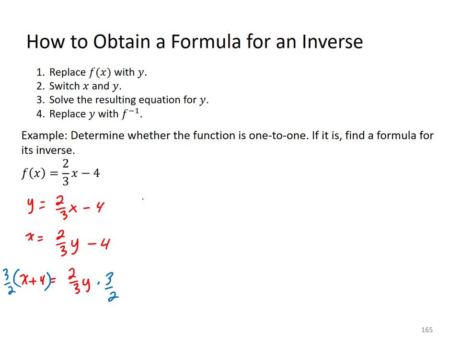Now distributing that 3/2 means I have 3/2x, and then 3/2 times 4 would be 6, so 3/2x plus 6 equals y. And last, I'll replace y with f inverse. So I'm going to change the order as well, so that this is f inverse of x equals 3/2x plus 6.